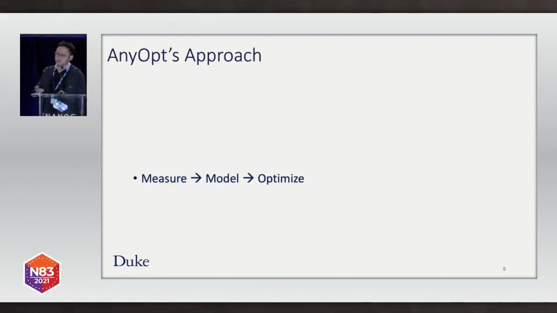So in order to solve that problem, we propose AnyOpt. AnyOpt is a method to do Anycast network optimization, following a three-stage method. That is measure, model, and optimize.